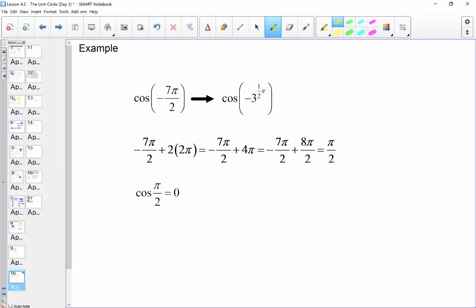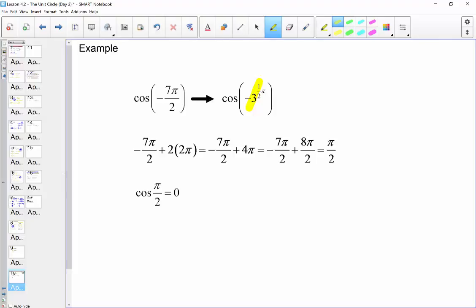Next, we have the cosine of negative 7 pi over 2. Again, rewriting this as a mixed fraction, we can see that we have negative 3.5. Now, if we were to add 2 pi to that, we would still be at negative 1.5 pi. So in order to have a positive angle between 0 and 2 pi radians, we're going to have to add 2 revolutions, or 2 times 2 pi units.